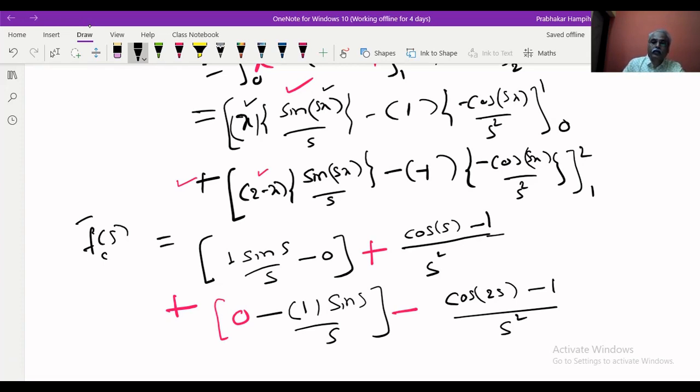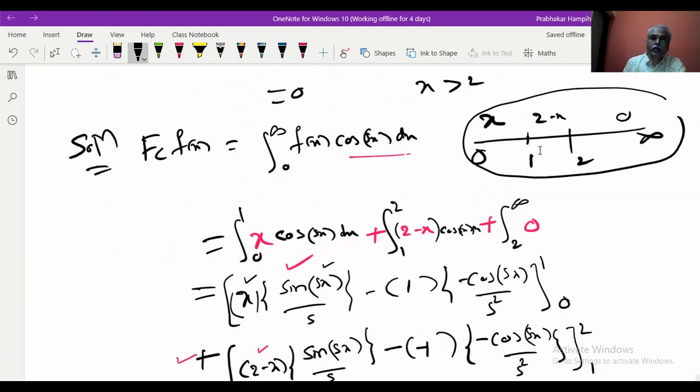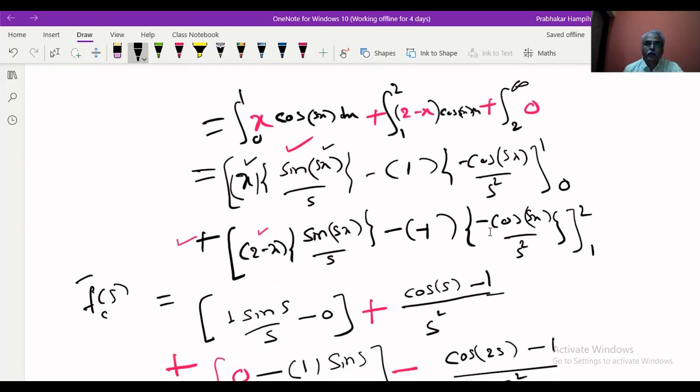So, can you do this? If you simplify F c bar of s, what are you going to end up with? Once again, let us see what you did. Given the function x and 2 minus x, you divided it in the respective ranges. When you substituted the cosine function for this, you get x sine sx by s minus 1, and sine becomes minus cos sx by s square.